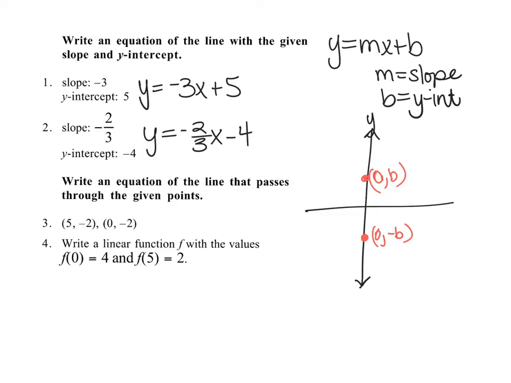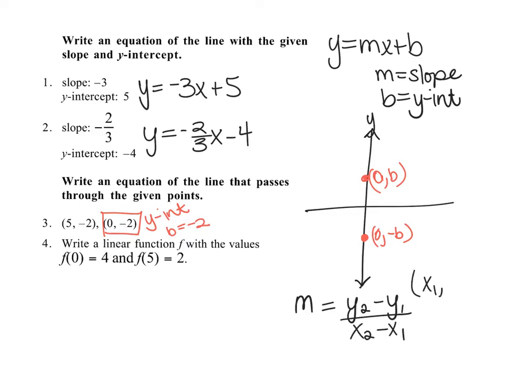5, -2, and 0, -2. This point is our y-intercept. So we're given that. B will equal -2. But we have to find our slope. And our slope equation is y2 minus y1 divided by x2 minus x1. And that's given 2 points, x1, y1, and x2, y2.